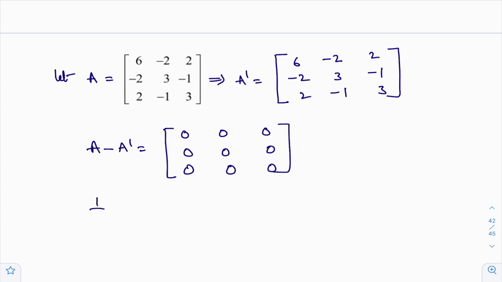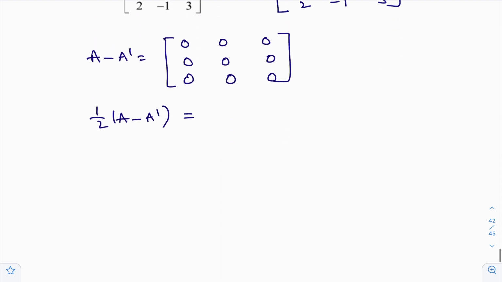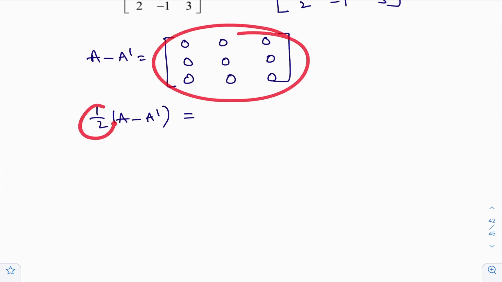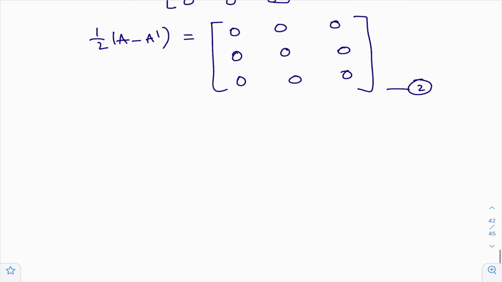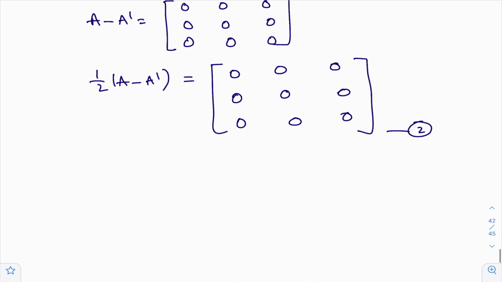Now half into (A minus A dash): multiply each element of this matrix with 1 by 2. 1 by 2 into 0 is 0, and so on. You will get the zero matrix. Take this as equation 2. What do you want to do now? You want to calculate equation 1 plus equation 2: half into (A plus A dash) plus half into (A minus A dash).